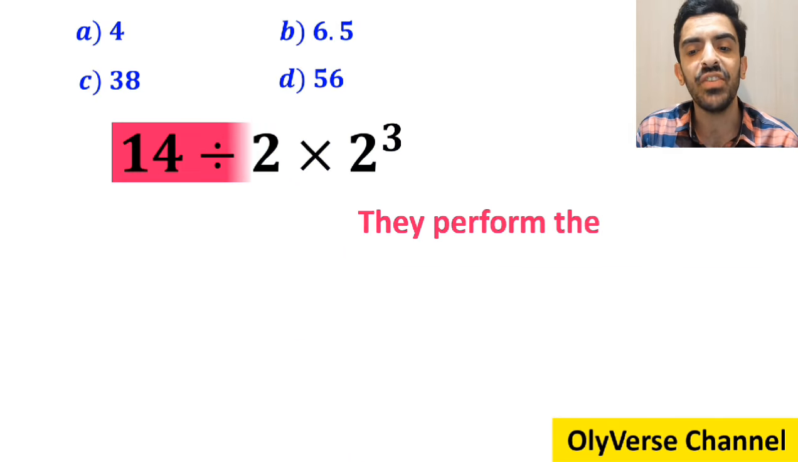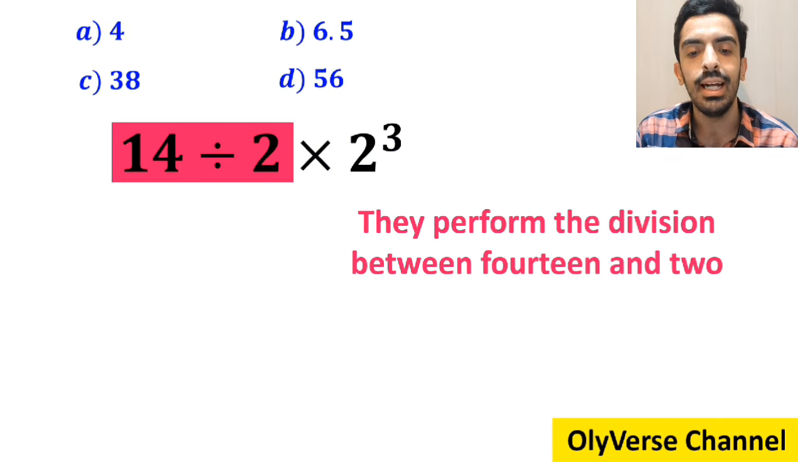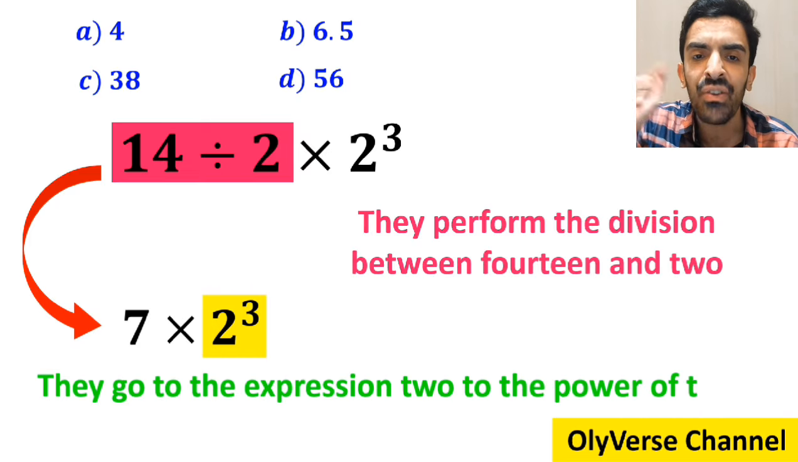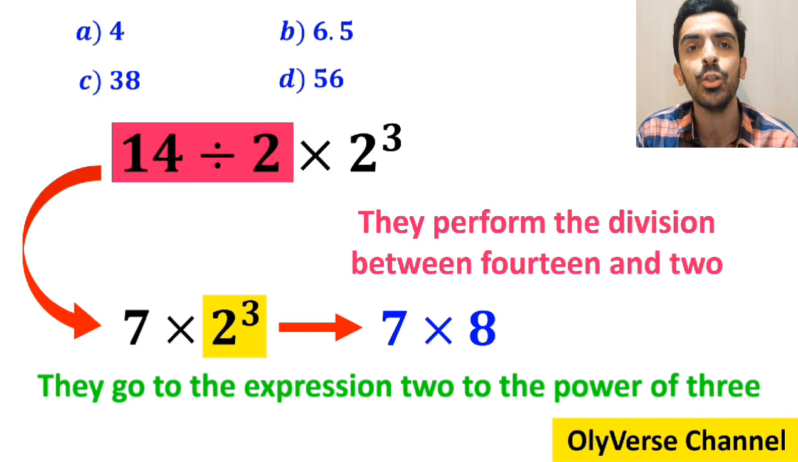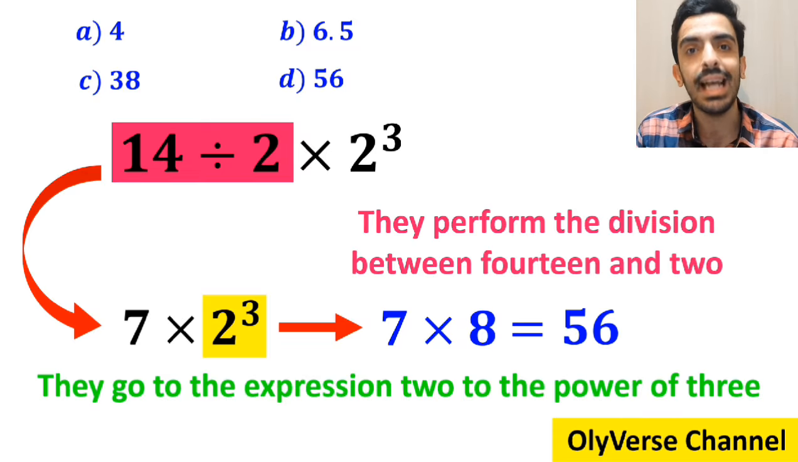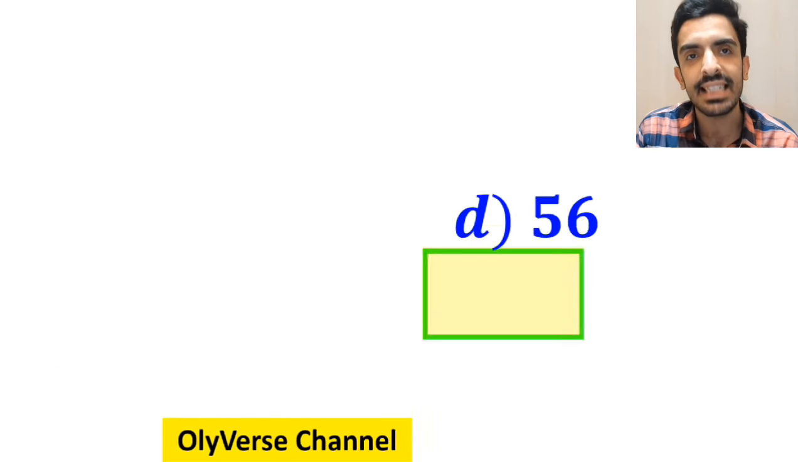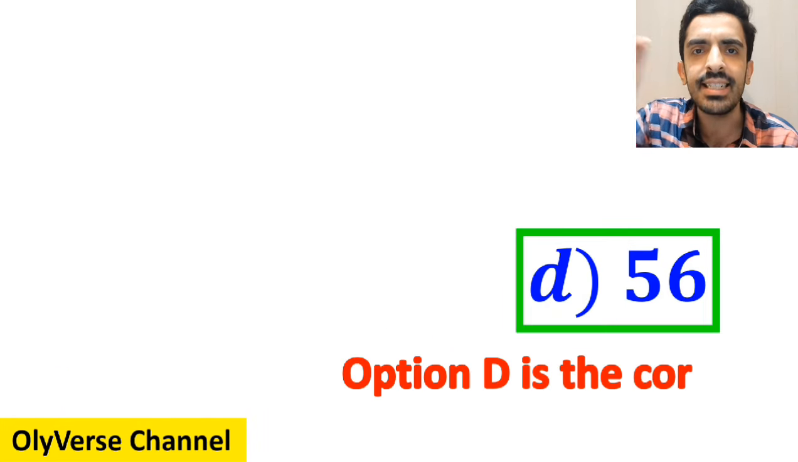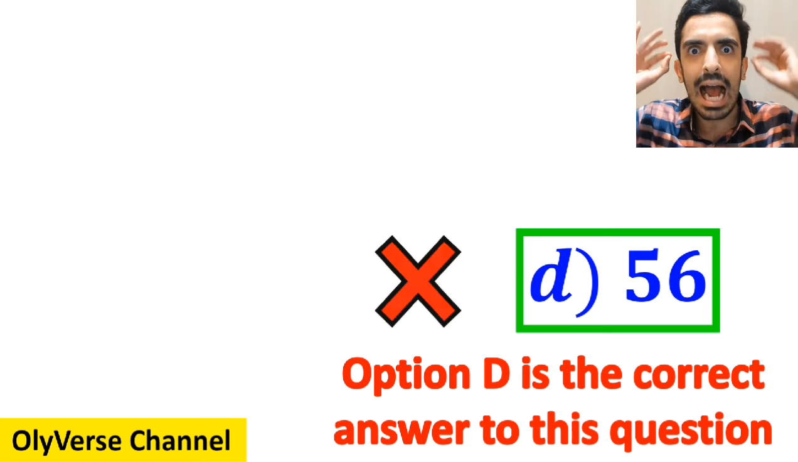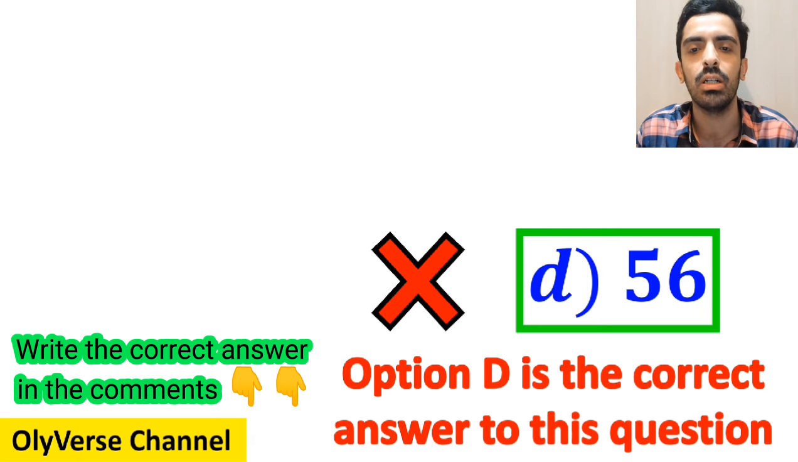Then, they perform the division between 14 and 2, and instead of this expression, they write 7 times 2 to the power of 3. And the final step, they go for the expression 2 to the power of 3, and simplify this expression to 7 multiplied by 8, which ultimately gives them the answer 56. Then, without any hesitation, they quickly say that option D is the correct answer to this question. But this answer is absolutely wrong.